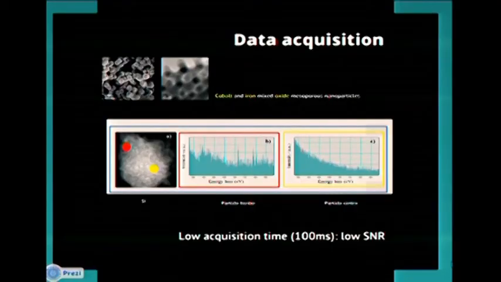Our sample was a cobalt and iron mixed oxide mesoporous nanoparticle, and we acquired this signal very fast. So we had very noisy data. The problem behind this technique is that we have to acquire about 50 different images, and each of these images might take several minutes to acquire. So the whole thing takes a lot of hours. So we just did this very fast, so we have a lot of noise.